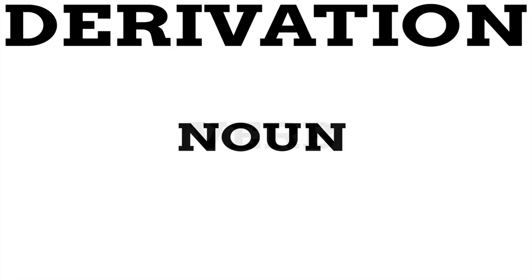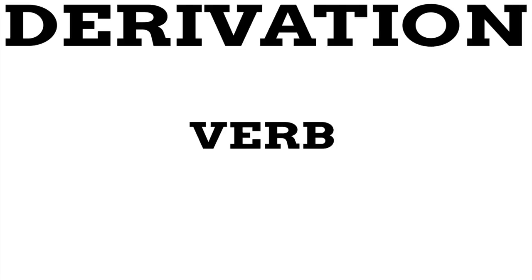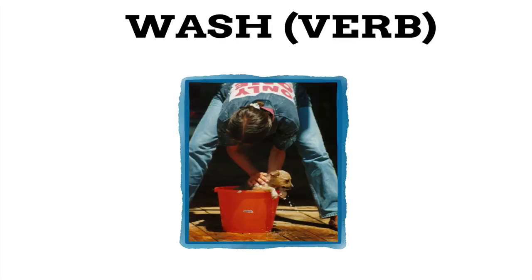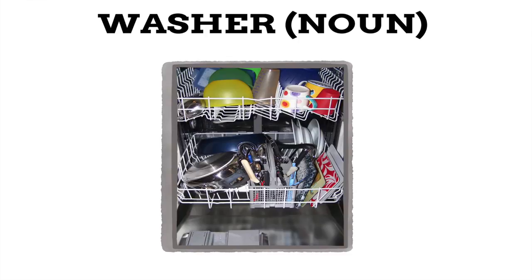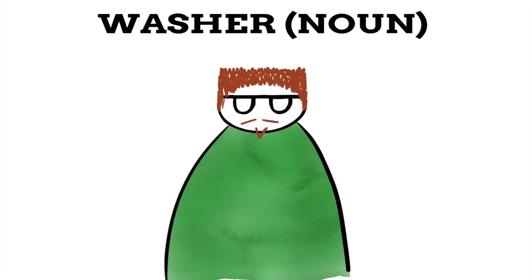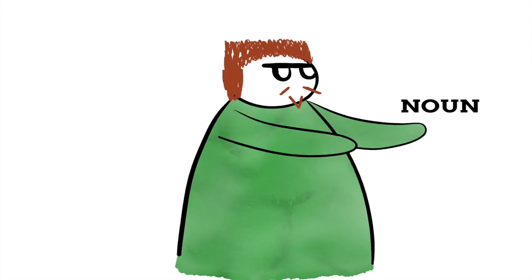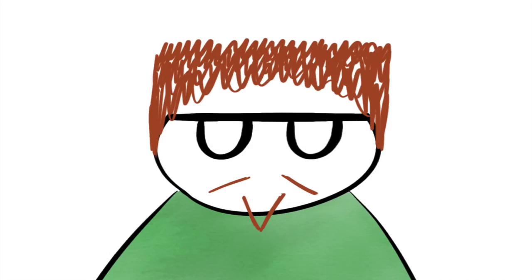Derivation also has the ability to change the class of a word. Think of wash the verb, as in I'm going to wash the dog. Then add the er suffix to create the noun washer, as in put the dishes in the washer. By simply adding a suffix, we've changed a verb into a noun. That's amazing. No? Is that just me being a linguistic nerd?